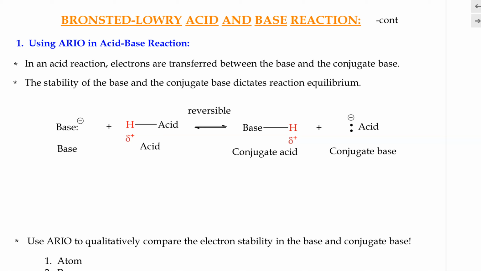In this video, I will discuss the use of ARIO in determining the direction of an acid and base reaction. So again, in an acid and base reaction, electrons are being transferred between the base and the conjugate base. So electrons start out on the base and end up on the conjugate base. And therefore, the stability of the base and the conjugate base can dictate reaction equilibrium.